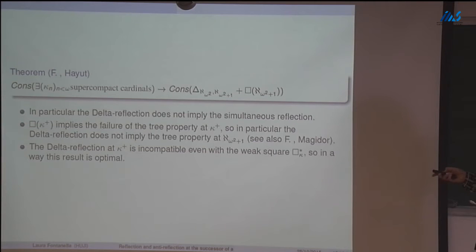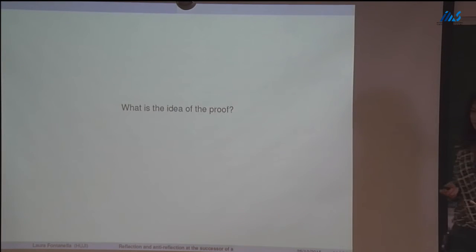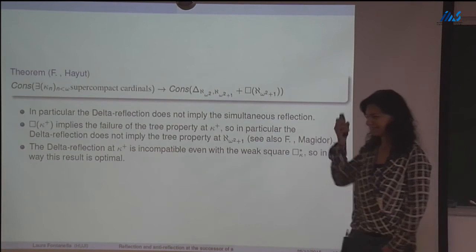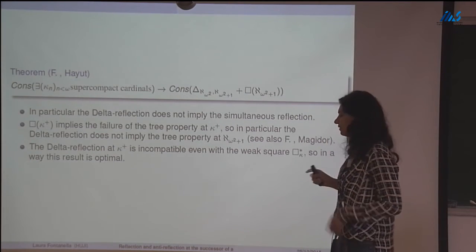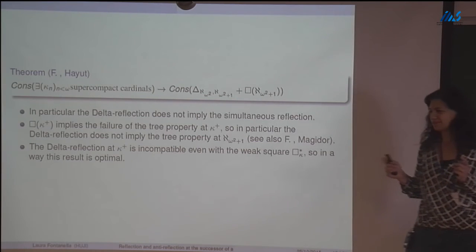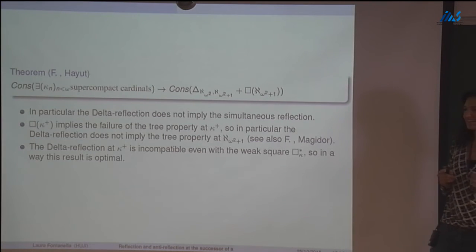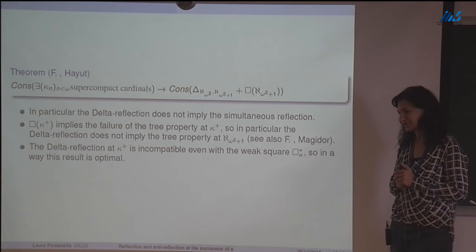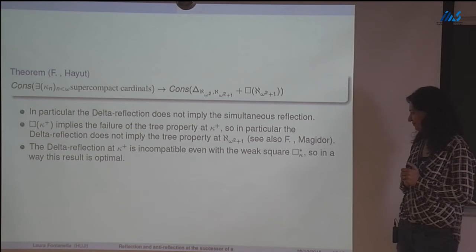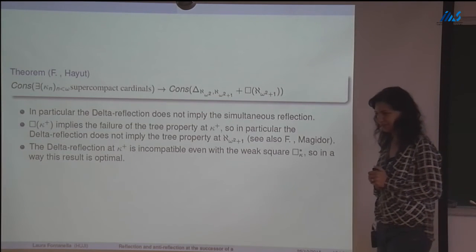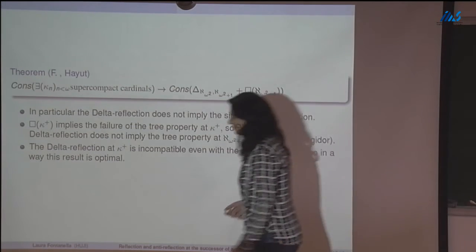Okay, so let's see. Yes. So you're saying that weak square is stronger than the... No, none implies the other. I mean, neither Todorcevic's square implies weak square, nor weak square implies Todorcevic's square.